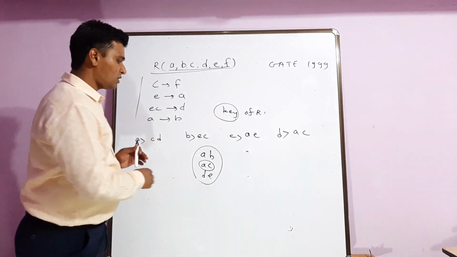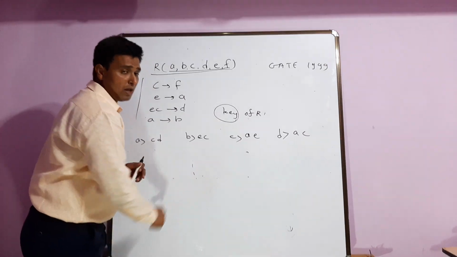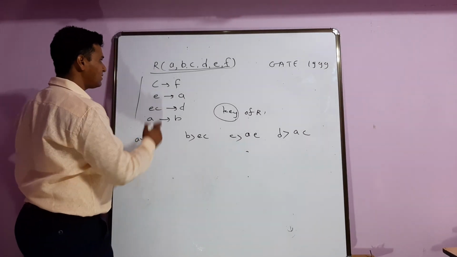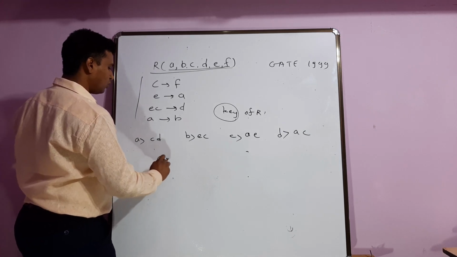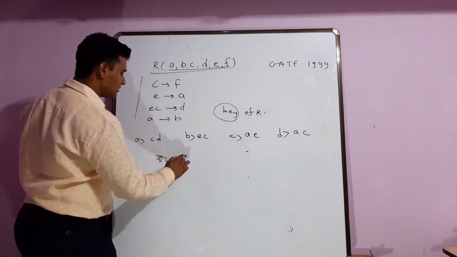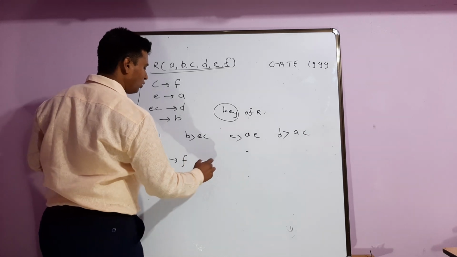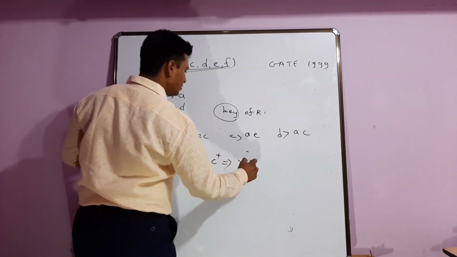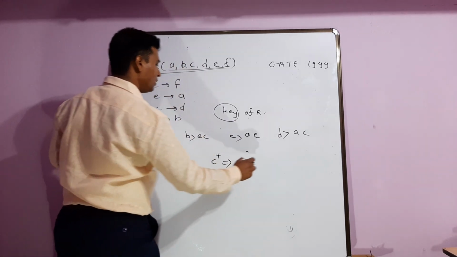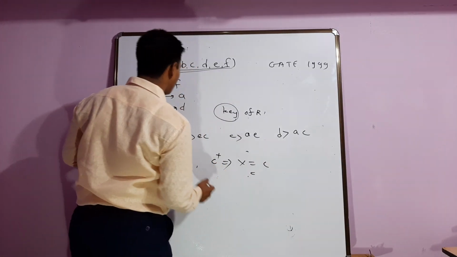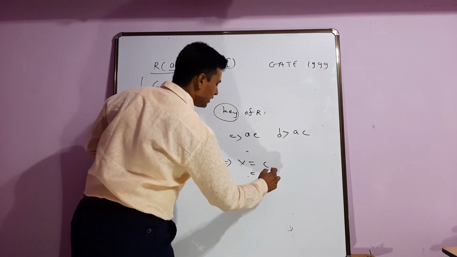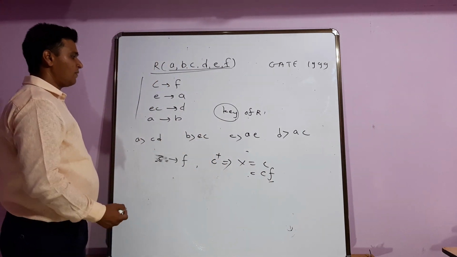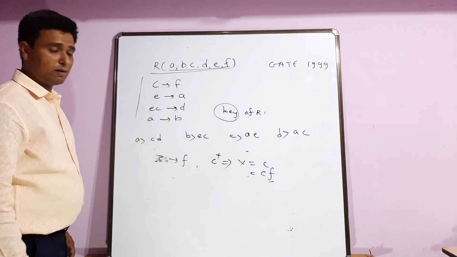Let's start with how to solve this question with the help of closure. First we will take the functional dependencies. The functional dependency given is C determines F. We will find the closure: C closure, X equals C, taking the left hand side. Next, since C determines F, we write F on the right hand side. Then we check whether F comes on the left hand side. F does not come on the left hand side.